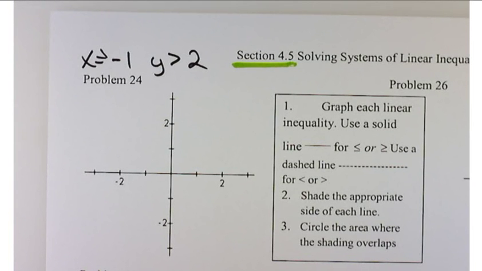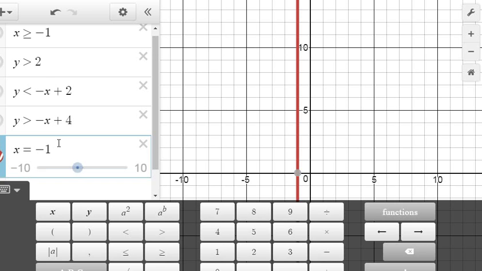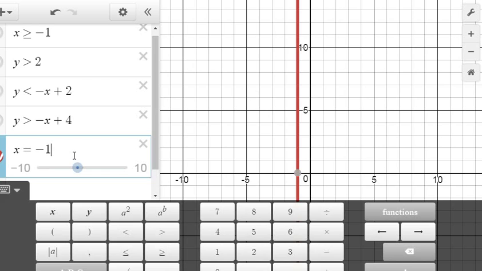First thing you're going to do is graph the corresponding equation. So who remembers what the graph of x equals -1 is going to look like? What's that going to look like? More like that. All right, cool. So x equals -1 is going to be a vertical line. Now, which side of that vertical line do you think I'm going to shade? Am I going to shade the left side or the right side?